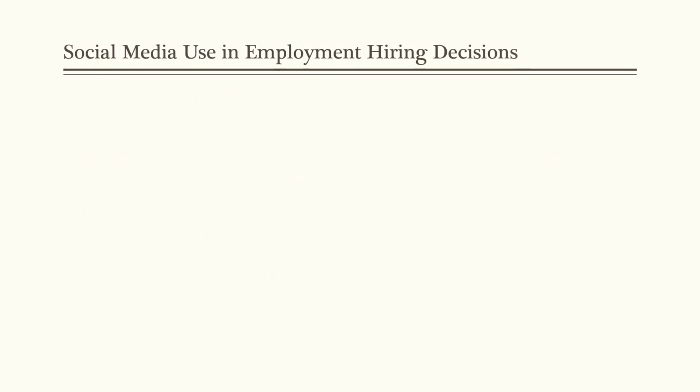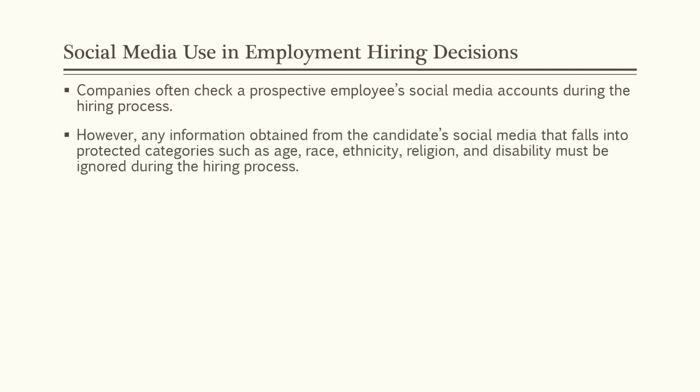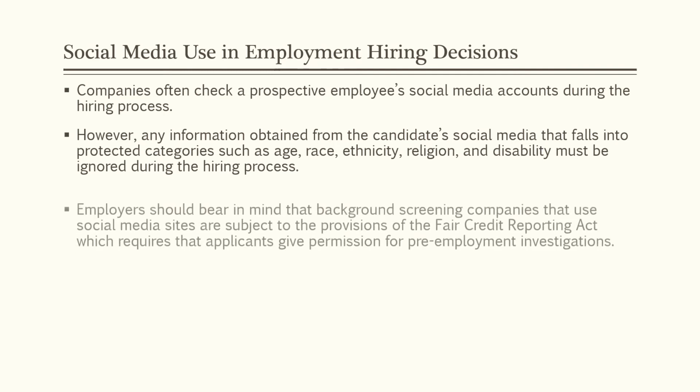Next, I want to discuss social media use in employment hiring decisions. Companies often check a prospective employee's social media accounts during the hiring process. However, any information obtained from the candidate's social media that falls into protected categories such as age, race, ethnicity, religion, and disability must be ignored during the hiring process. That can be difficult to do, so a lot of times they hire third-party companies to conduct these searches.